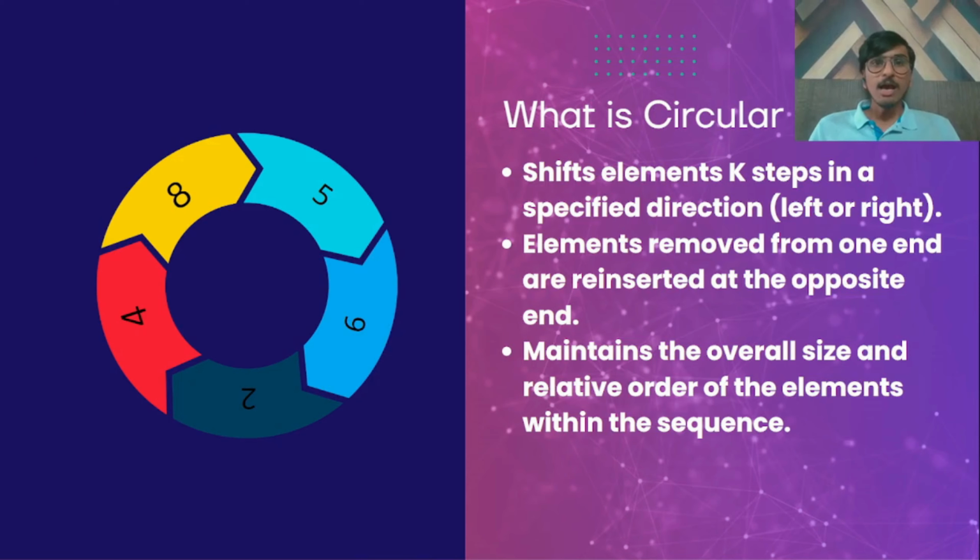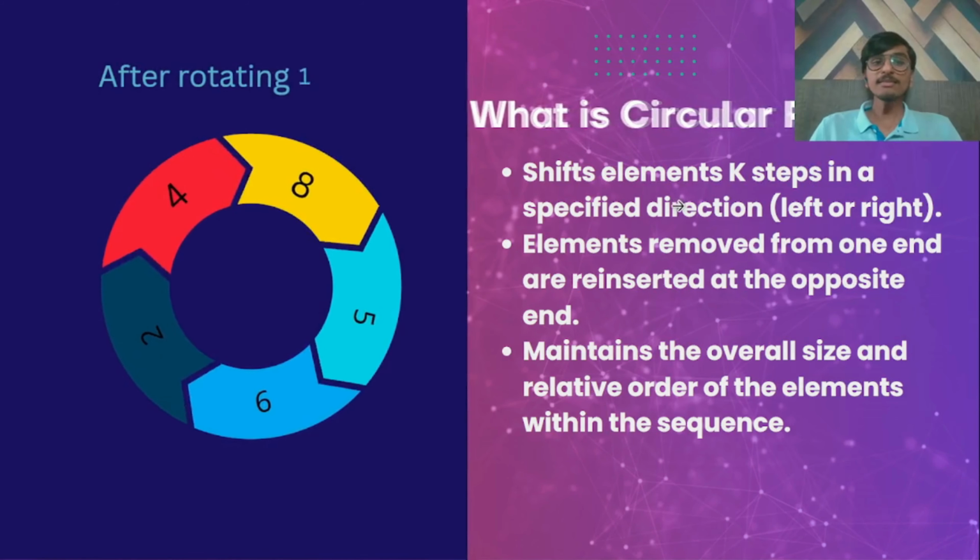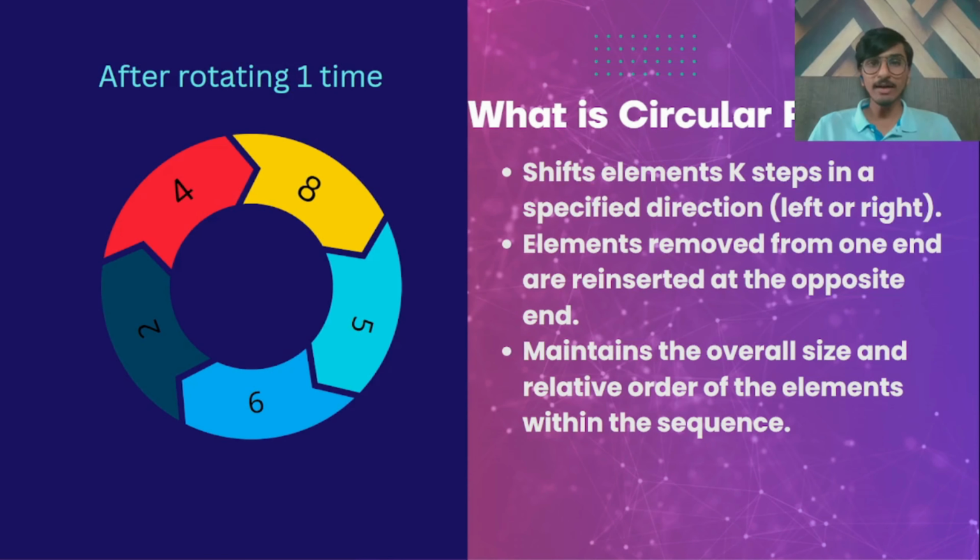What is circular rotation? To understand how a circular queue works, let's explore the basic idea of circular rotation. The image clearly shows a circular arrangement of elements. The important part is that an element removed from one end of the circular sequence is added back to the other end. It's like a constant motion machine for data within the allocated space. You can see the result after rotating it one time: the elements have shifted position while preserving their relative order and overall structure.